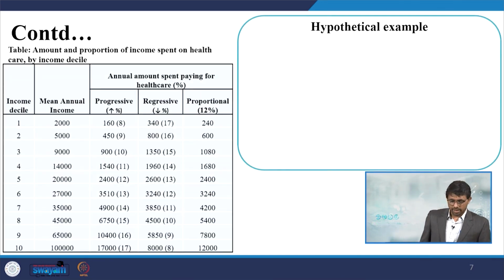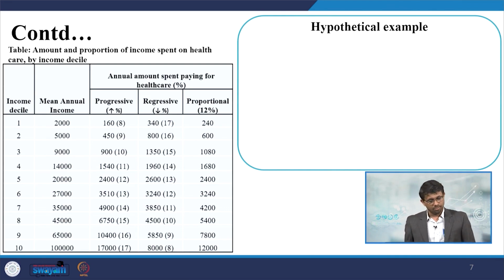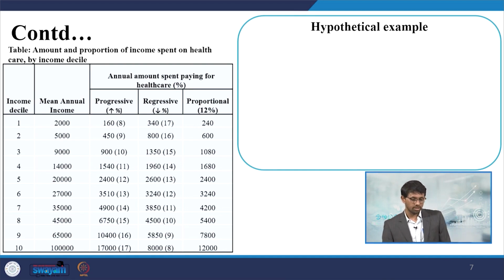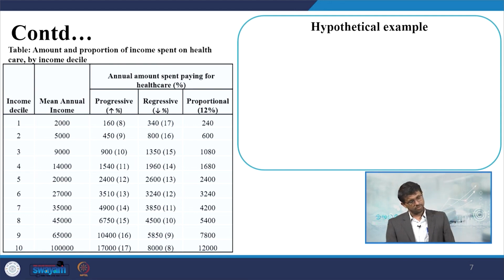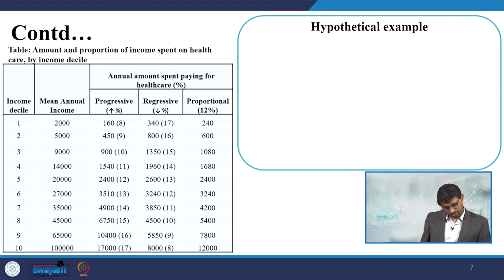So, we are taking a hypothetical example explaining vertical equity from the progressive context, regressive context or proportional spending context as a function of income. That is why we have classified the entire data into 10 groups, also called 10 deciles, and the mean income is presented here for your reference. The mean income of the different income decile groups is different at each level.